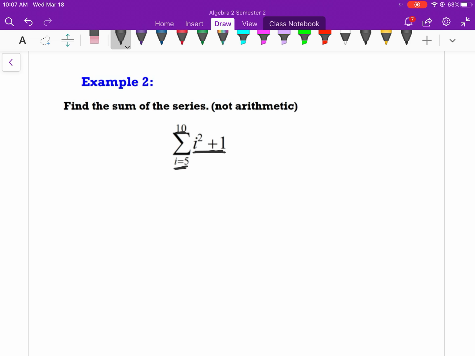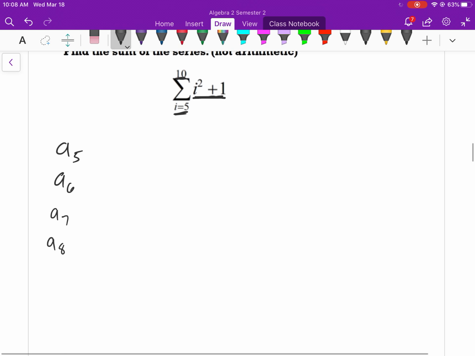Now, when you don't start with the first term, it's typically easier to start with just that first term that you're adding through. So we need to find A5, A6, A7, A8, A9, A10. In a situation like this, typically you could use the formula, but then you have to use it twice and subtract one from the other. It's a little bit more difficult than just finding each term and adding it up.